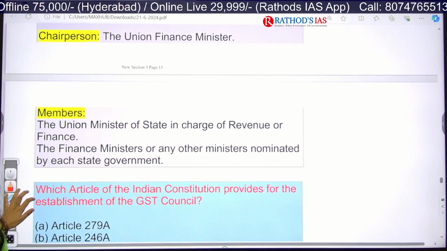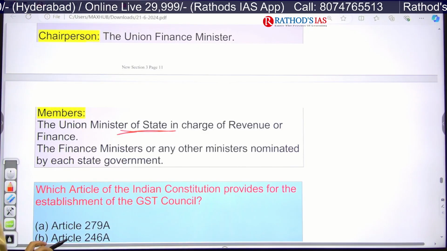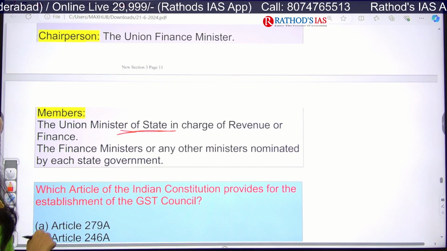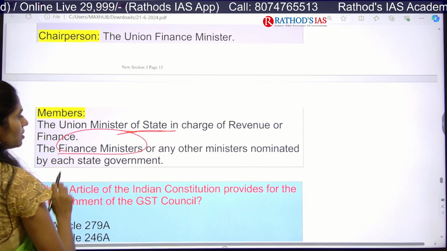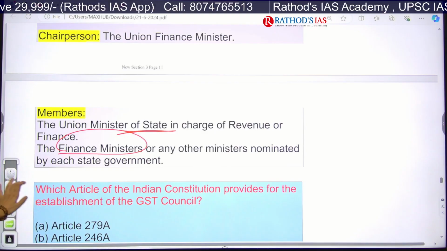Who are the other members? The Union Minister of State, who is in charge of revenue or finance. And next, we have the finance ministers, or any other ministers who are nominated. So these are the members.